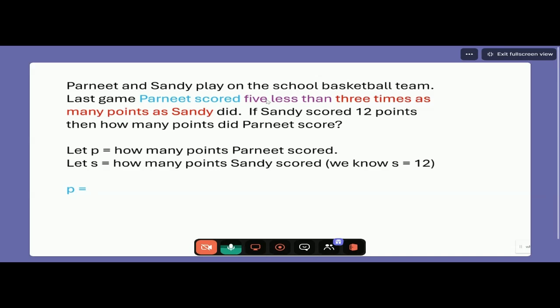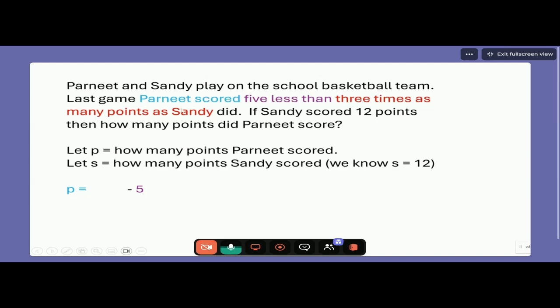So if I have $5 less than 100, I have $95. That's 100 minus 5, not 5 minus 100. So 5 less than something is going to be something minus 5. Now, what is that something?